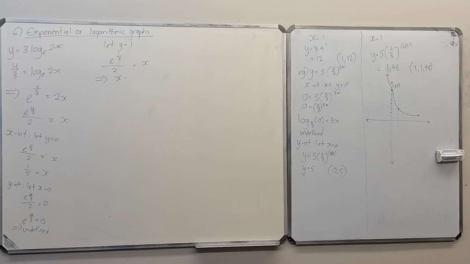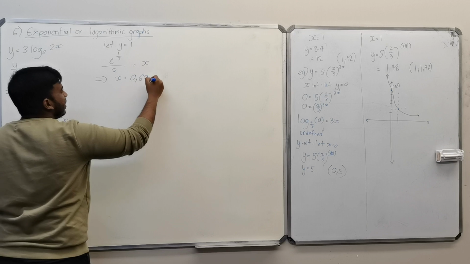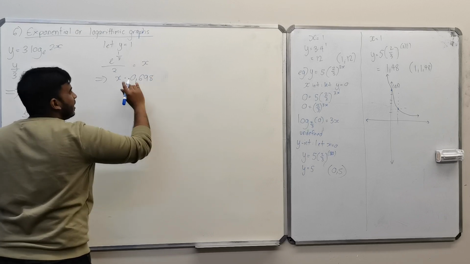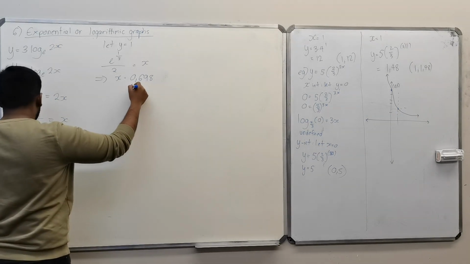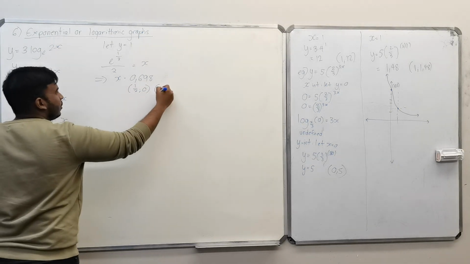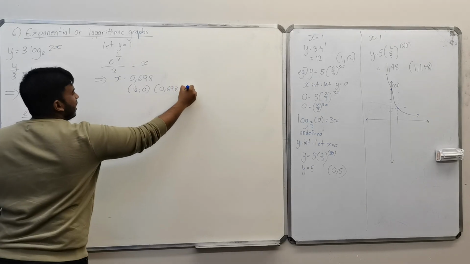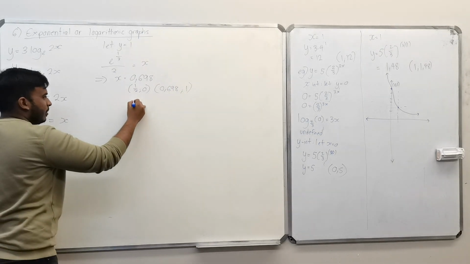Somebody working on it? Trying to make sense. 0.698. Right? That's your value of x. So now the two coordinates you do know are half and 0, and the other coordinate you know is 0.698 and 1. I'll show you exactly how you must draw your graph in your exam.